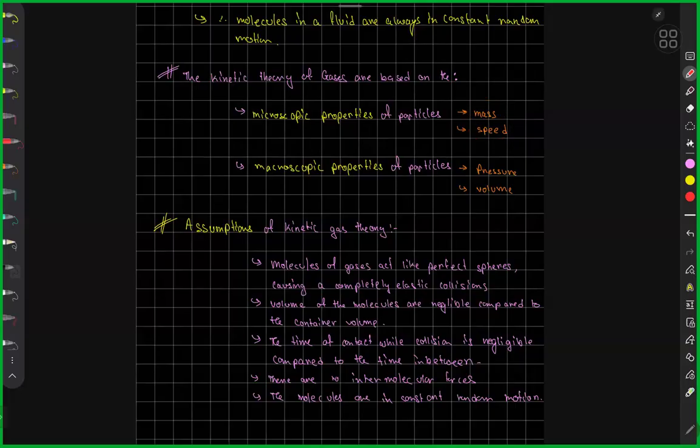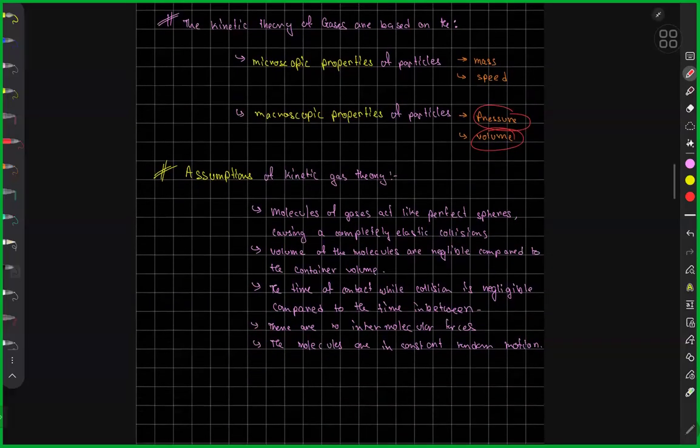And when we look at the macroscopic lens, that means what is the effect of the mass of the atoms, the speed of the atoms, and their movement? We see the effect as pressure and volume. So you have a box with a gas inside. All of the particles have a mass and a speed. And what is the end result of that? It exerts a pressure and occupies a volume. That is what I mean by microscopic and macroscopic properties that we look into.